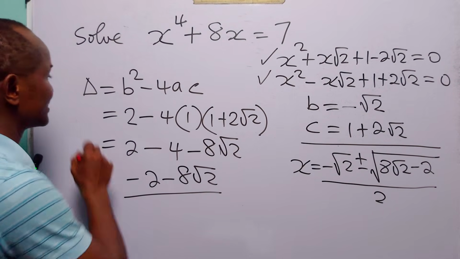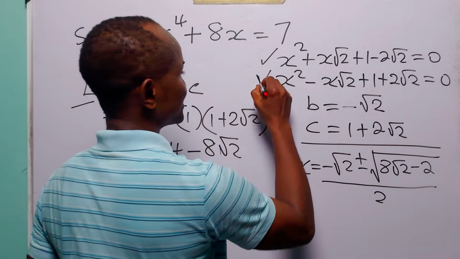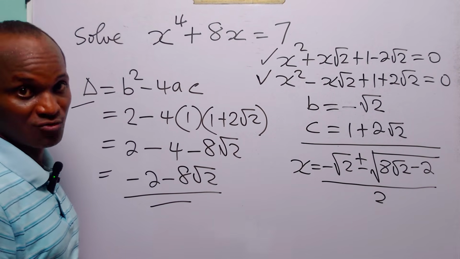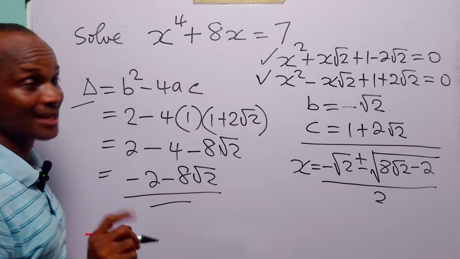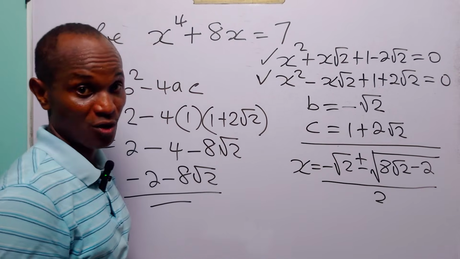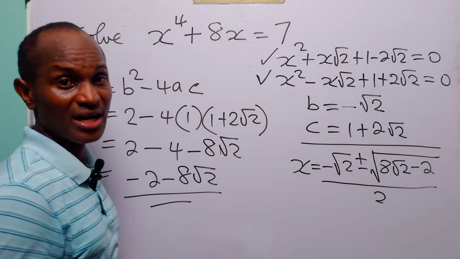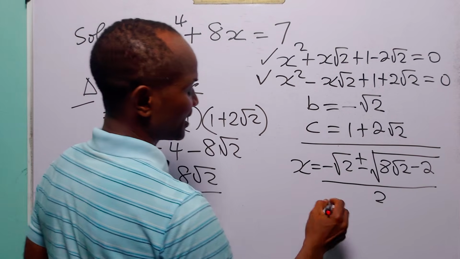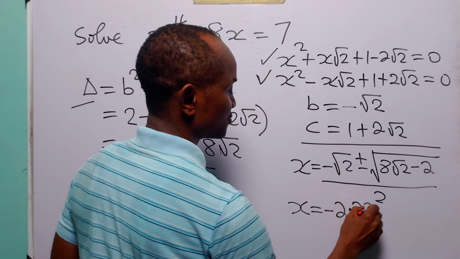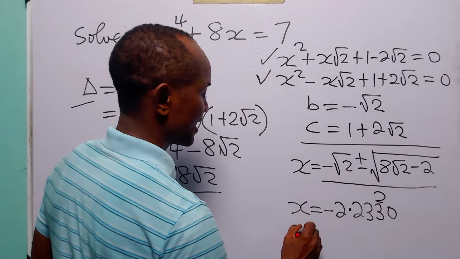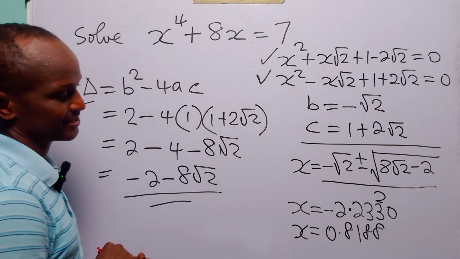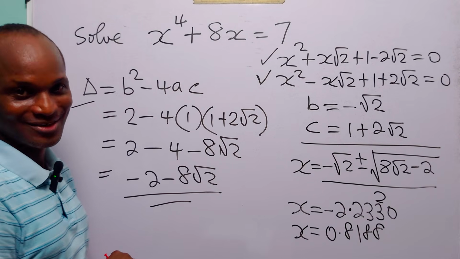And you know that when the discriminant of a quadratic equation is negative, that quadratic equation has no real roots. So the only real values of x that satisfy this quartic equation are these two values of x. Now we can evaluate these values to 4 decimal places. They are x equal to minus 2.2330 and x equal to 0.8188. And with that, we come to the end of this tutorial.